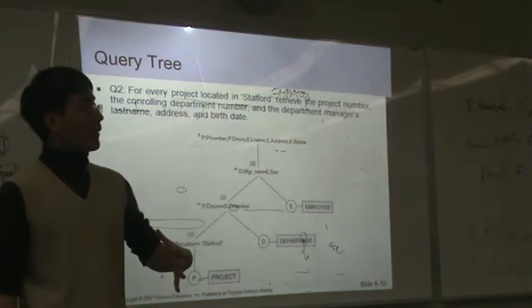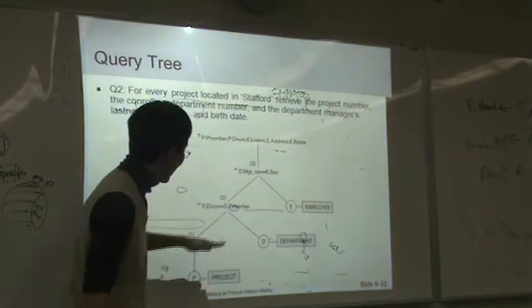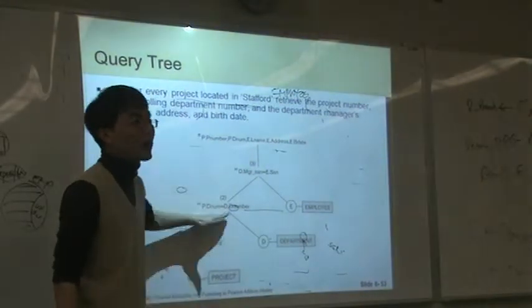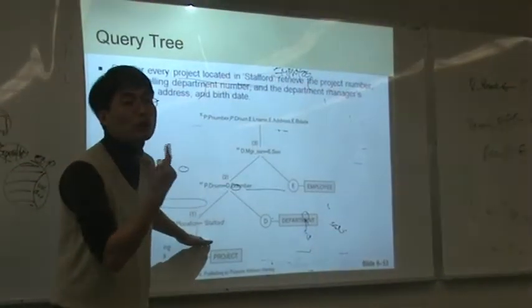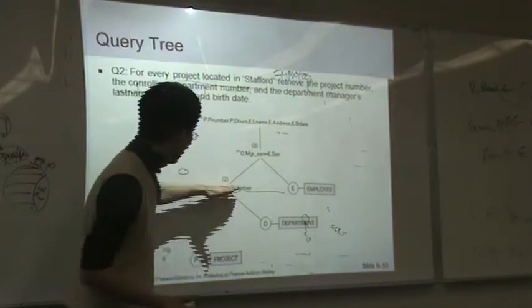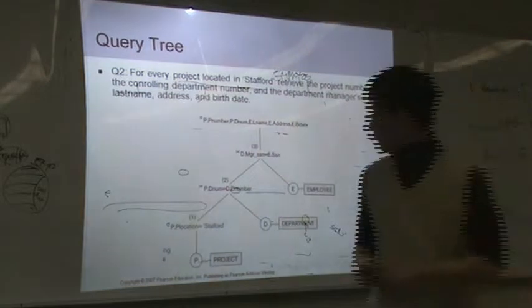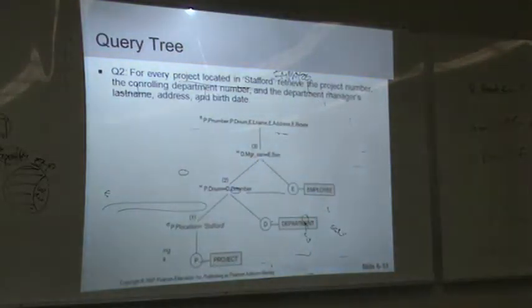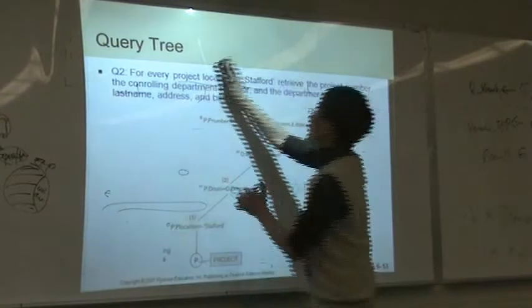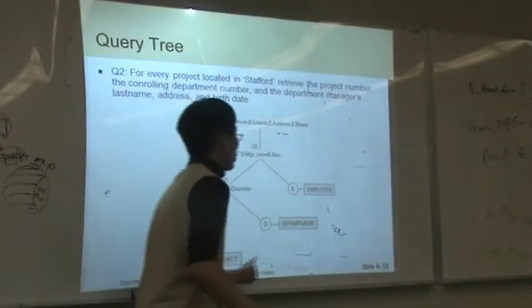The first step of the query processor is to decompose a query by relational operation, because a relational operation is the minimum unit of operation. Separate it this way. This is the query for what? For every project located in Stafford, we retrieve the project number, and so on. How many different tables? We join 3 tables.